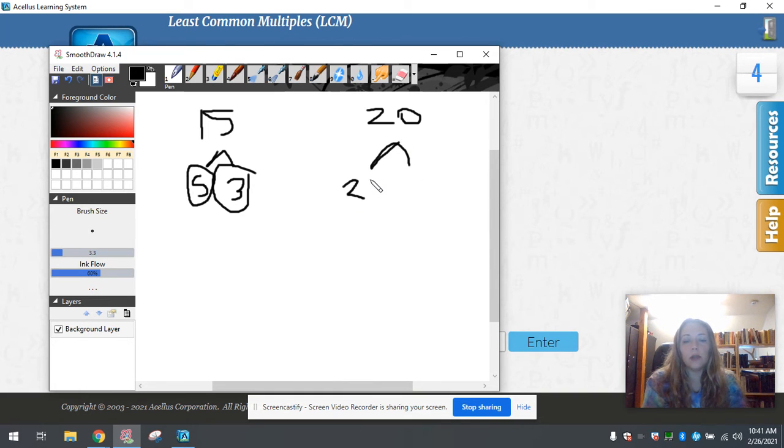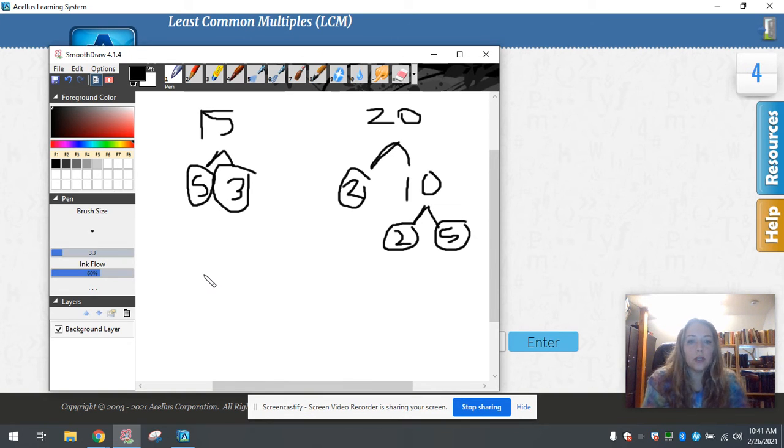20 is even, so I can divide it by 2. 20 divided by 2 is 10. And 10 is even, so I'll divide by 2 and I get 5. 2 and 5 are primes. So I list my primes. I have 2 2's here, so I'll write 2 squared, 2 times itself twice, times 5.